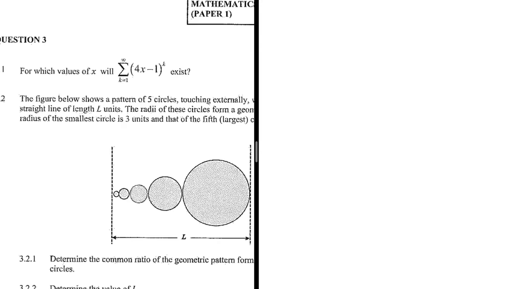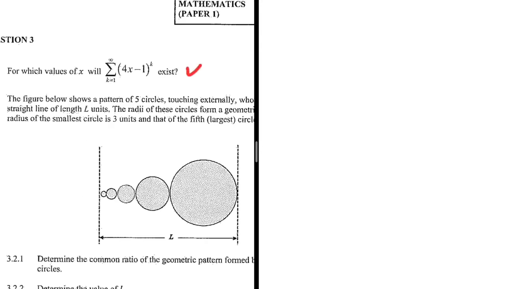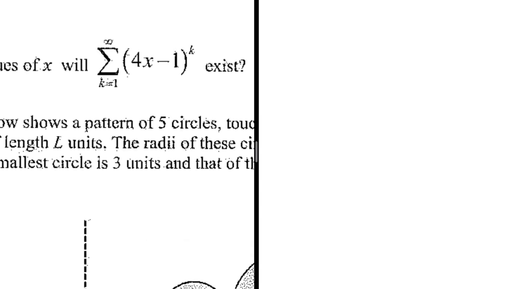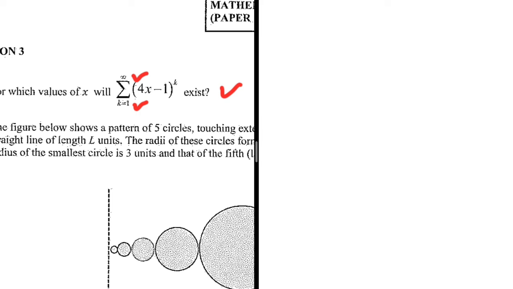For which values of x will this sum exist? What is special about this sum? We are going from k is equals to 1 to infinity. We can only calculate the sum of infinity terms if the sum is convergent. Because if it is divergent, then we can't calculate the sum to infinity because it keeps on increasing. But if it is convergent, then we can calculate the sum to infinity. So let's take a look.